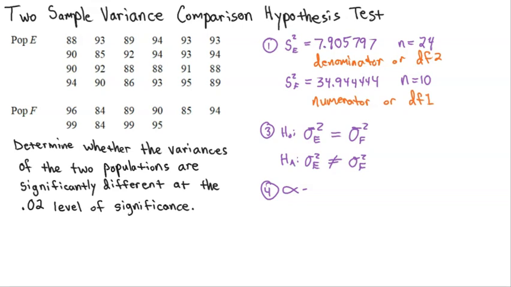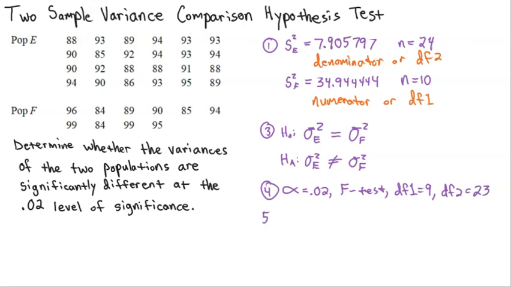In step 4, we're going to state the level of significance, the alpha, which in this case is 0.02. You can see that right over here, 0.02 level of significance. This is going to be an F test, and our degrees of freedom, df1, comes from the numerator. N is 10, 10 minus 1 is 9, so df1 is 9. For df2, N is 24, 24 minus 1 is 23, and therefore df2 is 23.